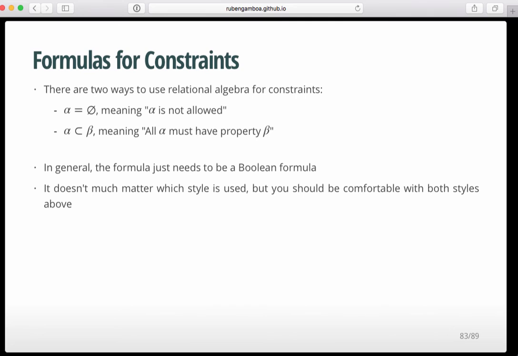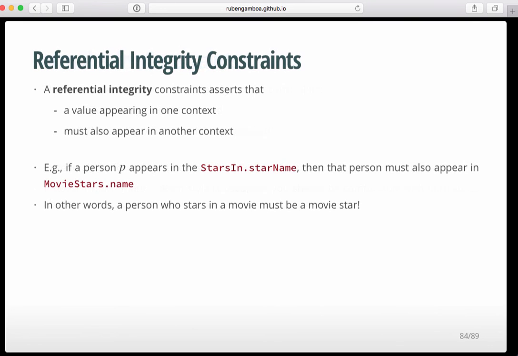Okay. Of course, you could get away with having just one of these. I mean, you actually don't need to know both, but it's convenient to be aware of both, because when we talk about SQL, in SQL you're allowed to specify them using both techniques.